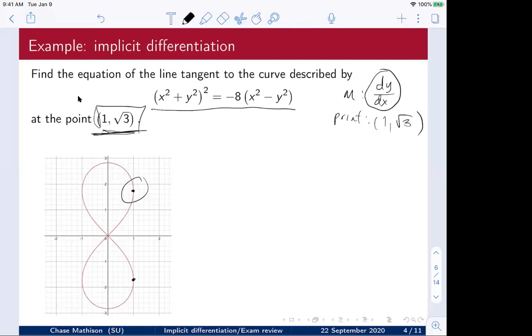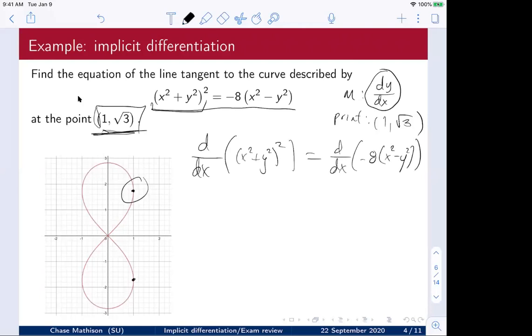I'm going to differentiate both sides of this. d/dx of x squared plus y squared, quantity squared, has to be equal to d/dx of -8 times x squared minus y squared. There's not really an easy side and a hard side here. They both have x's and y's in them.